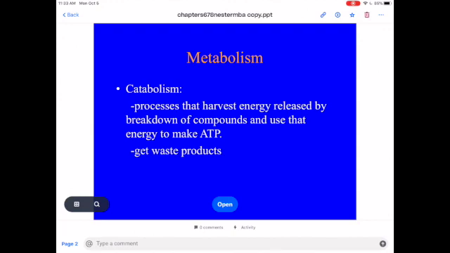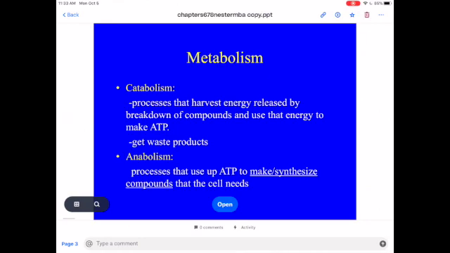Now the opposite of catabolism, getting energy out of the foods we eat, breaking molecules down to get ATP and energy out of them, the opposite of that is anabolism. This uses ATP to make substances that your cells need. All right, so catabolism breaks down substances and gets energy out of them. Anabolism uses that energy from catabolism to build molecules, because it takes energy to build molecules.